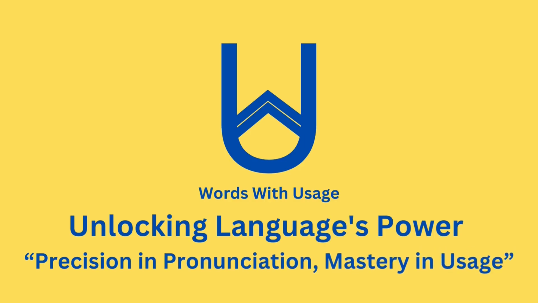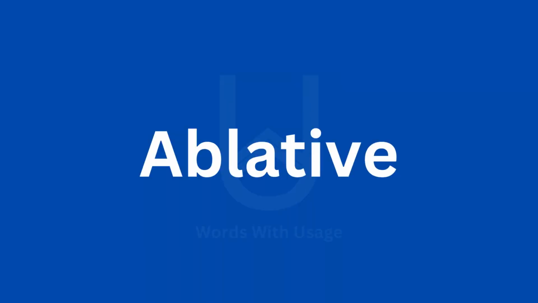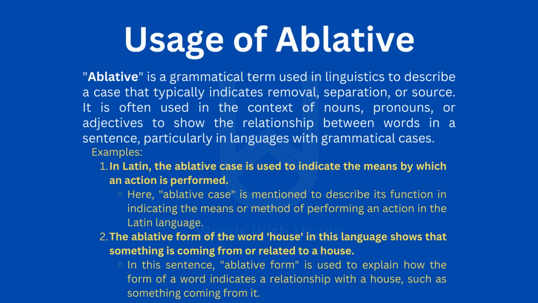In this video, the word is ablative. Ablative. Ablative is a grammatical term used in linguistics to describe a case that typically indicates removal, separation, or source. It is often used in the context of nouns, pronouns, or adjectives to show the relationship between words in a sentence, particularly in languages with grammatical cases.